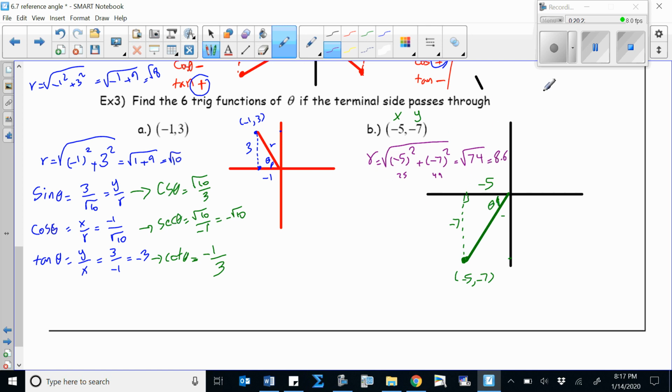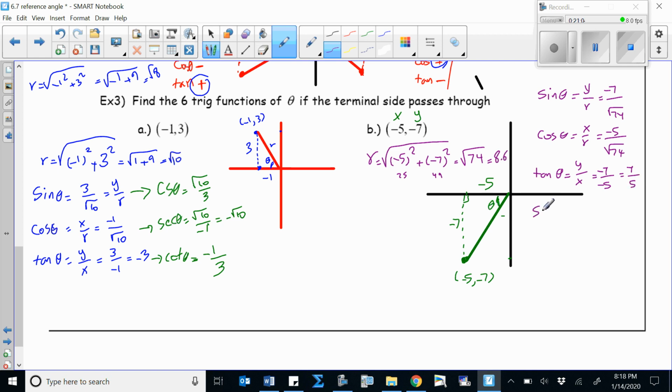Okay, now I'm going to find the trig functions. Sine of theta is y over r. So what is y? It's -7. R is radical 74. Cosine of theta is x over r, which is -5 over radical 74. Tangent of theta is y over x, which is -7 over -5. That is just 7 over 5.